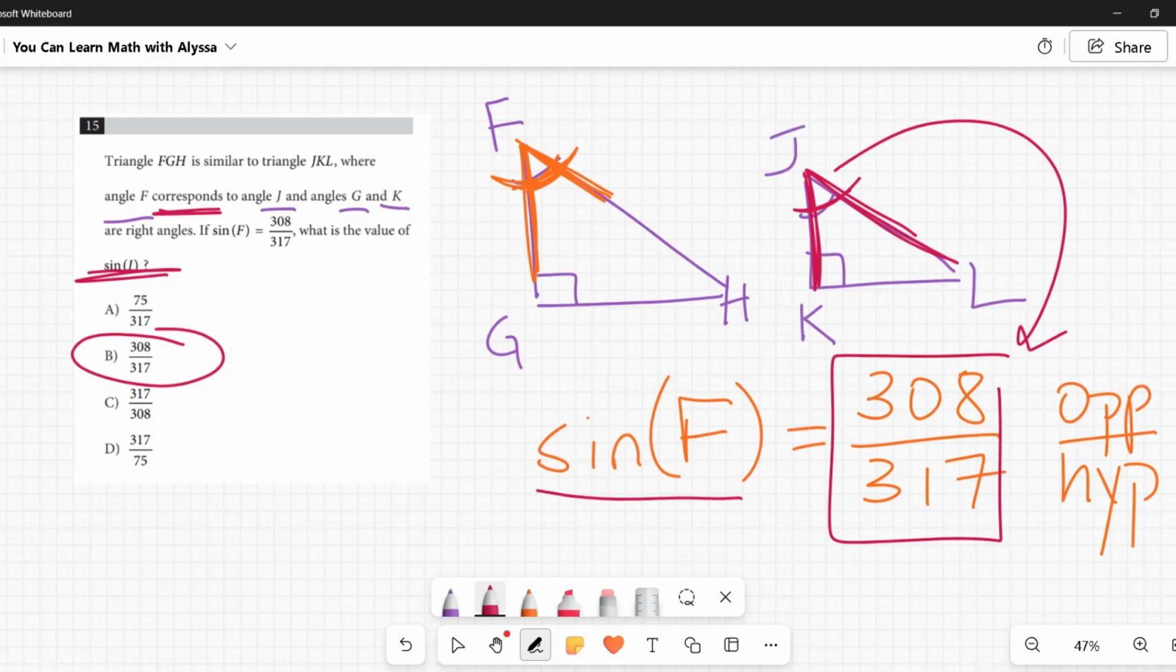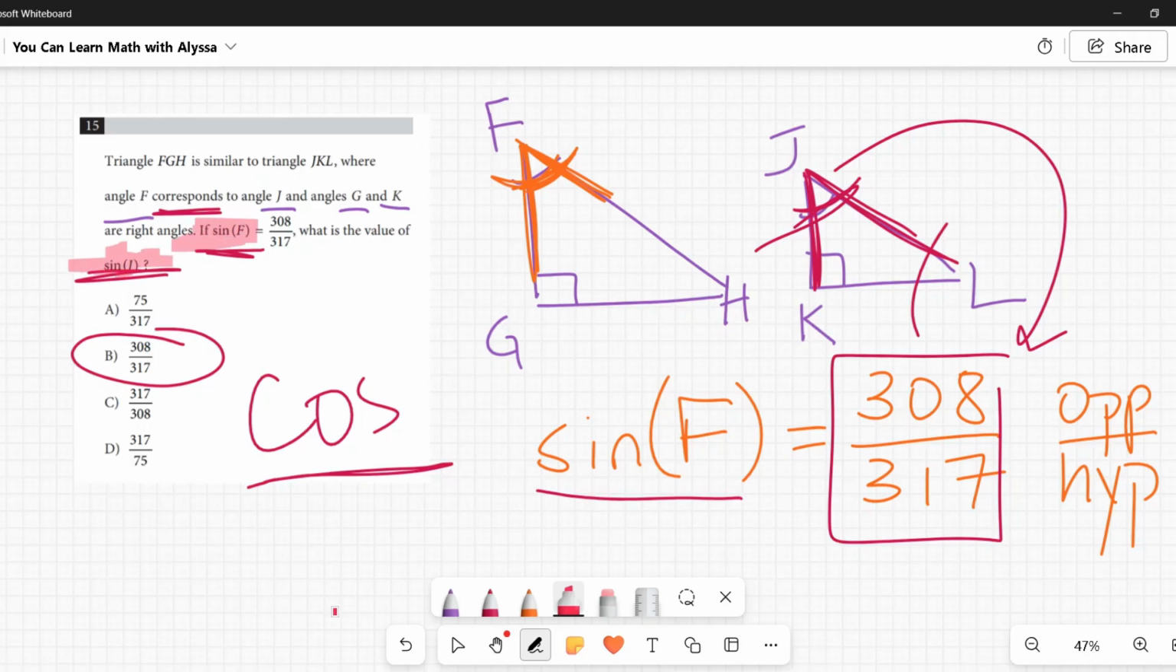There are variations on this type of problem where they are a little more tricky, where they'll say, if the sine of F is this, then what is the cosine of, and they'll name a different angle. Maybe F, maybe J, maybe L, what have you. So that is possible. That's why I recommend knowing cosine and tangent and being aware how they work together. I also recommend reading these very closely and making sure you're looking at the right thing. In this case, they are both sine. They are both the same corresponding angles, so it is identical. Our answer is B, 308 over 317.